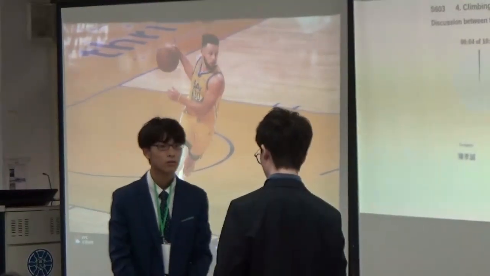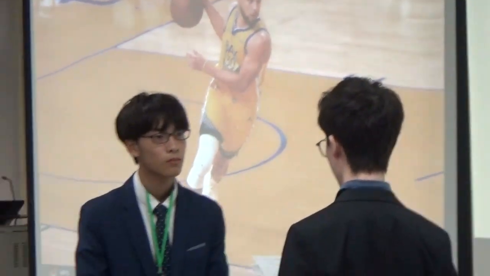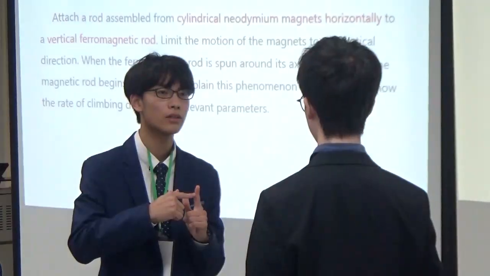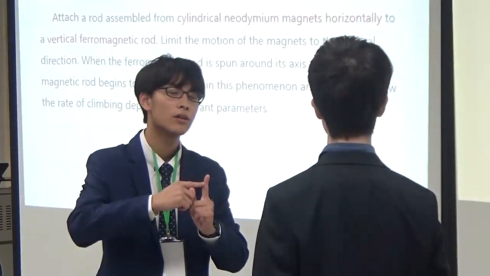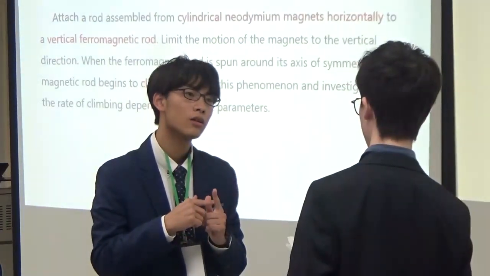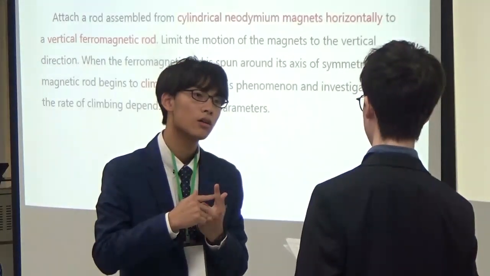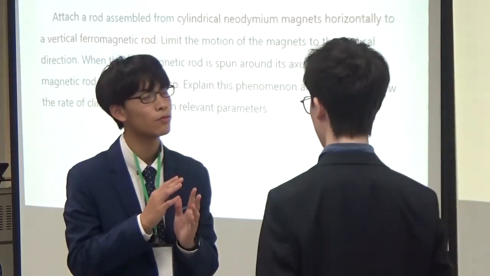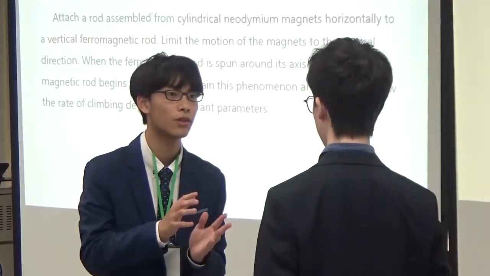First question, will the touch area between the magnet and the rod affect the experiment? The contact area between the magnet and the rod. What do you mean by affect? Do you mean the velocity or the speed of the magnet, if we change the contact area of the magnet?